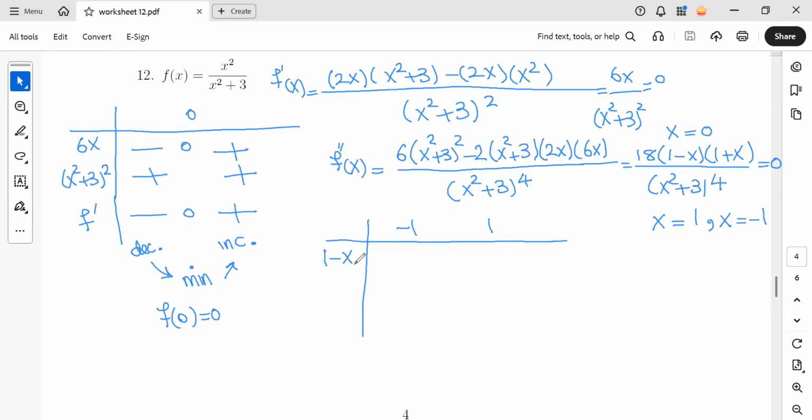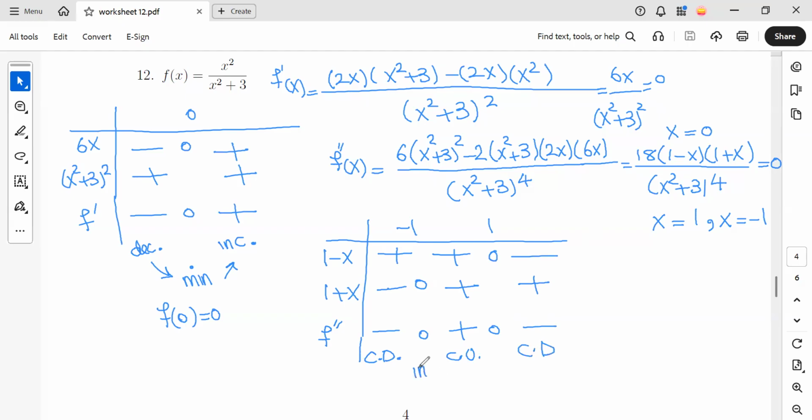1 minus x is 0 at 1, so positive, negative, because on the left side, it has the opposite sign of x. 1 plus x is 0 at negative 1, so this part is negative, positive. And for f double prime, we wouldn't consider the denominator, because it is always positive. So negative, positive, negative, and 0 at these points. Concave down, concave up, concave down, and these are inflection points.